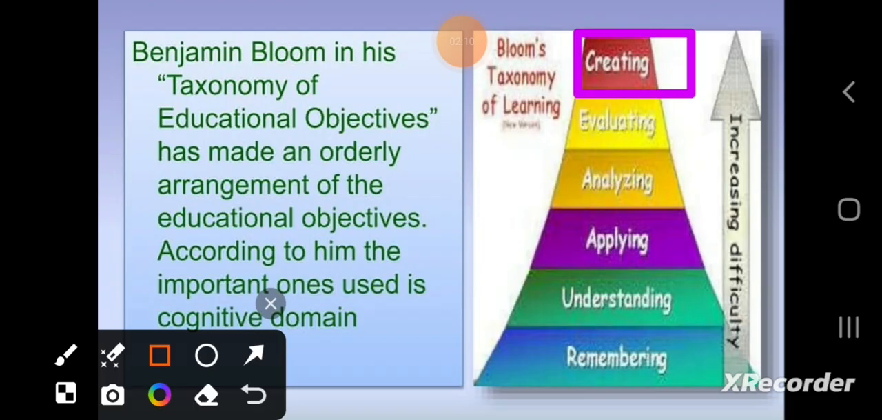This hierarchical arrangement emphasizes that as learners progress through the levels, they engage in increasingly complex cognitive processes. Bloom's taxonomy serves as a valuable tool for educators to design curriculum and assessment that promote higher order thinking skills.